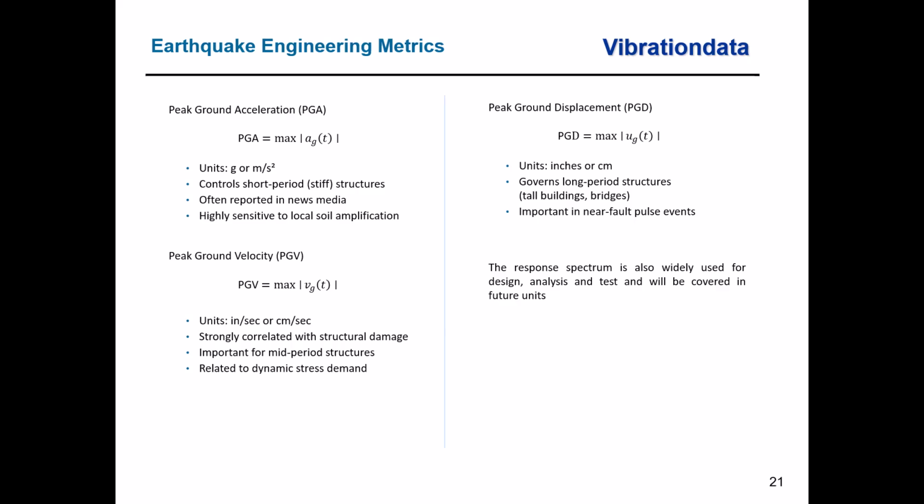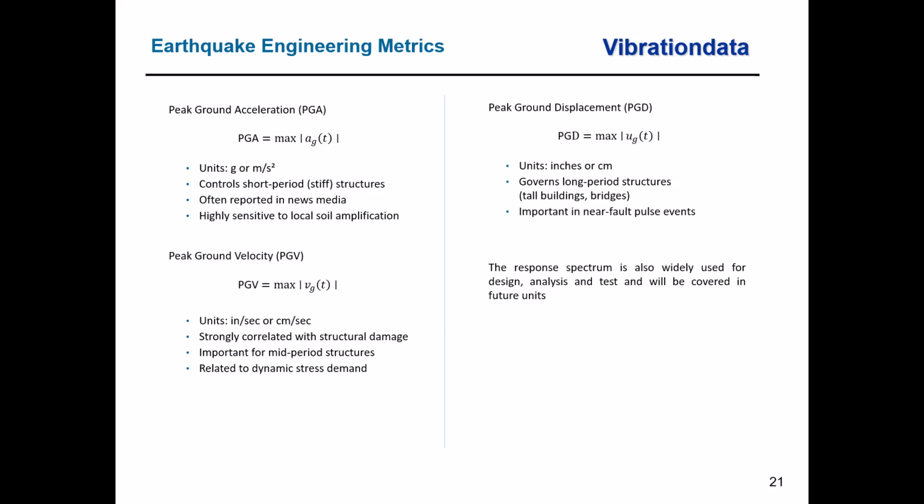Okay, a couple of metrics here. These are measurements taken at specific discrete locations and heavily influenced by the soil conditions and the potential for soil amplification. So PGA is the peak ground acceleration. We take the acceleration time history, the maximum absolute value, and report that in G's or meters per second squared. This controls short period or stiff structures, which would have higher natural frequencies. PGA is often reported in news media. And yes, of these three metrics we'll look at, it's maybe the one most affected by soil amplification.